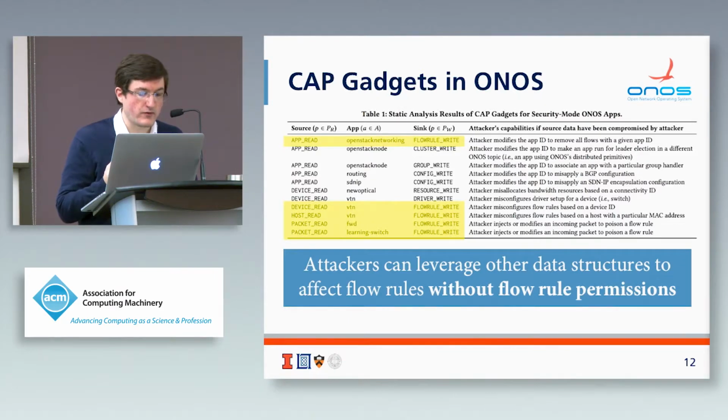In particular, packet reads were also very common. From this, we can deduce that attackers can leverage these other data structures to affect flow rules, i.e. affect what happens in the data plane without having the flow rule permissions granted to them themselves.